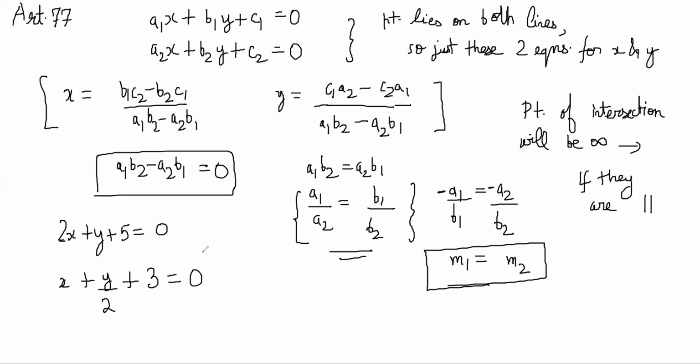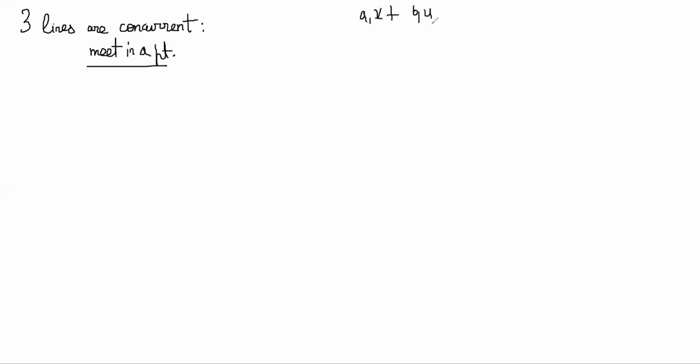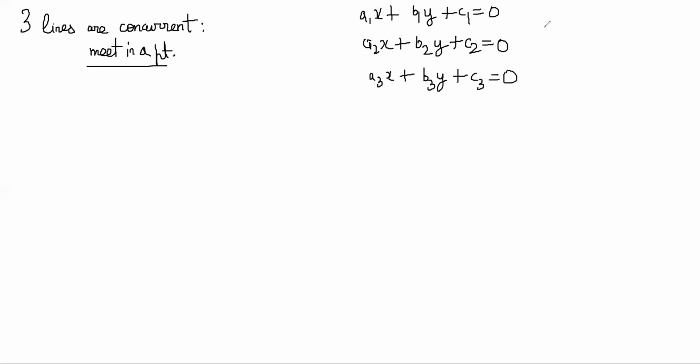Now, to find the condition that three lines meet in a point. So three lines are concurrent. Concurrency means they meet at a point. That means what you can do is a1x plus b1y plus c1 is equal to 0, a2x plus b2y plus c2 is equal to 0, and a3x plus b3y plus c3 is equal to 0. These are our three lines.